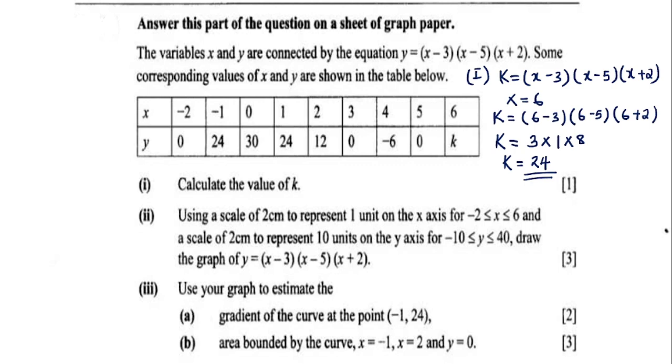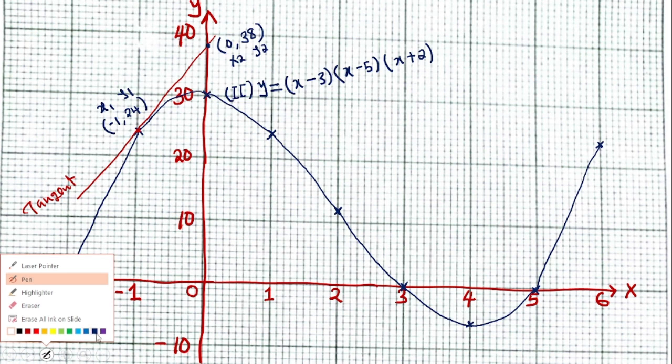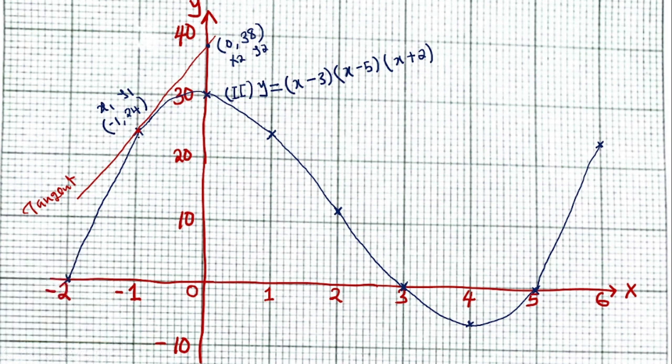We continue. We will look at the last question. Area bounded by the curve where x is equal to negative 1, x is equal to 2, and y is equal to 0. Now, x being equal to negative 1 is here. x being equal to 2 is here, and y being equal to 0 is the x-axis. So the area that we are looking for is this one here.